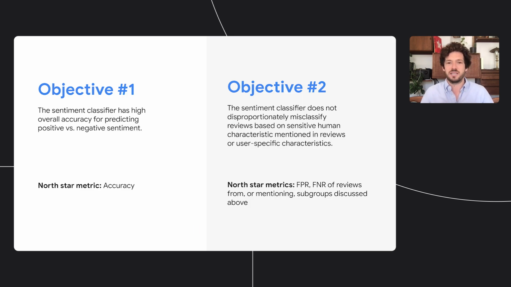But after this first step, we came up with two main objectives. We want to be sure that our sentiment classifier has high overall accuracy to predict sentiment because we will make business critical decisions with it. And we also want to make sure that the classifier does not misclassify reviews based on sensitive characteristics mentioned in the review or on user specific characteristics, which can be language, geography. And to represent this notion as a metric, we're using false positive rate and false negative rate here, evaluated across subgroups.